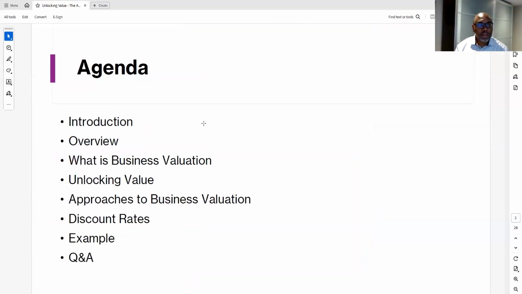So, quick agenda: brief introduction and overview. What is business valuation? What are we trying to accomplish? How do we unlock value? Going through the process of a business valuation gives us a sense of the different ways of unlocking value. The technical approaches to business value itself, and then we'll talk about discount rates and go through a fairly comprehensive example, and then questions and answers.